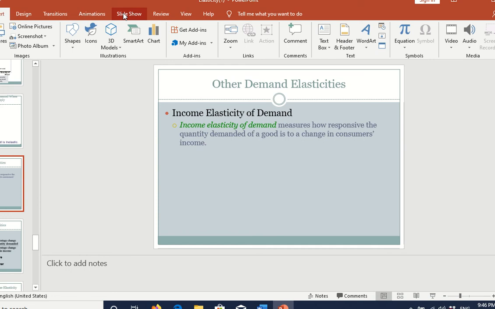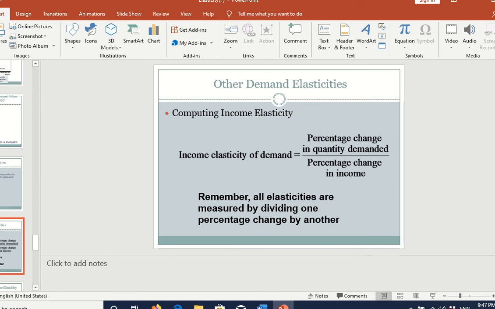So we're going to turn to income elasticity of demand. This is very similar to price elasticity of demand, but instead of measuring the responsiveness of quantity demanded to a change in price, we're now looking at how quantity demanded of a good changes in response to a change in income. Okay, so it is the percentage change in quantity demanded divided by the percentage change in income. It's almost identical to price elasticity of demand, as you notice. The only difference is the denominator now is the percentage change in income.